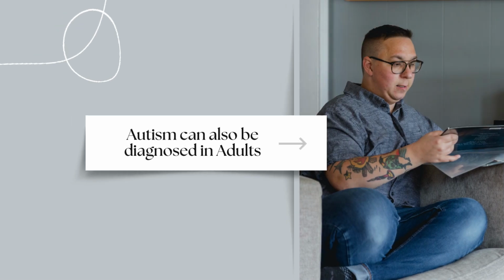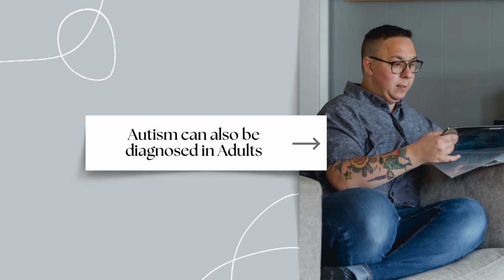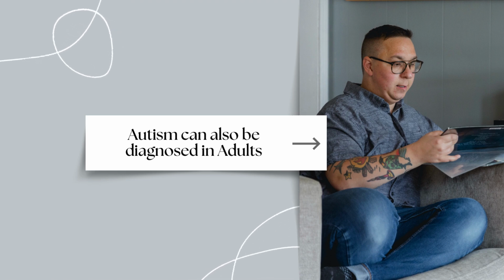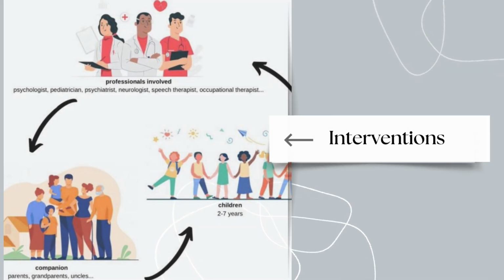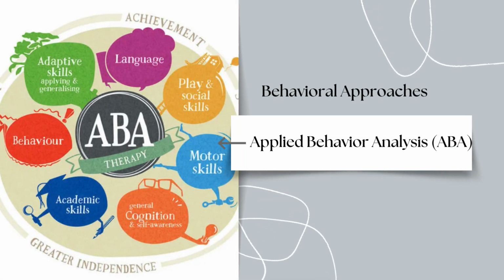But here's the thing, autism can also be diagnosed in adults. While the core criteria remain the same, adults might face different challenges compared to children. Now let's talk about interventions. One of the most effective approaches is applied behavior analysis.